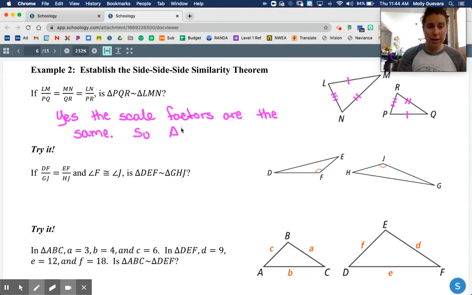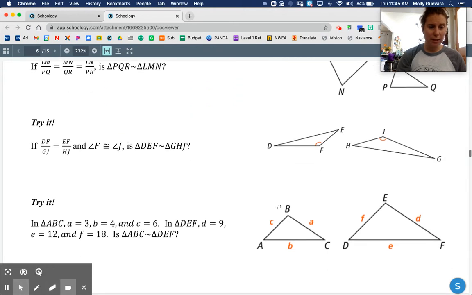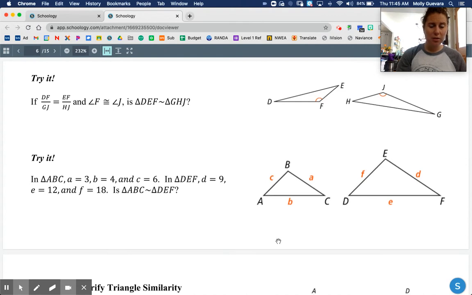So triangle PQR is similar to triangle LMN by side similarity. Okay, I want you to try the next one. I'm going to scroll down here. See if you can do these two, and then when you're ready to go over them, hit play and we'll review it.